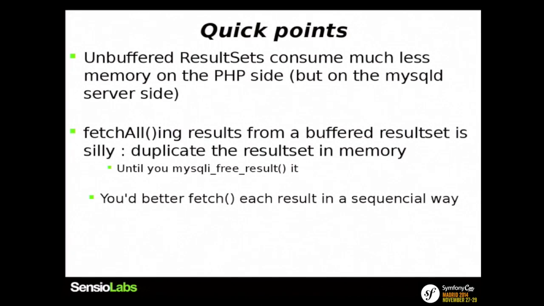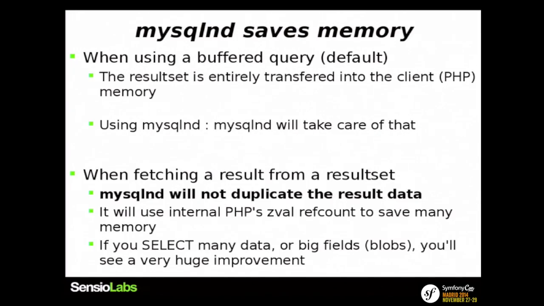But this is using libmysql. When you use mysqlnd, the trick is that whenever the result set comes to PHP and you start fetching it, mysqlnd will use pointers and will save lots of memory by not duplicating the result sets in the PHP memory. That's why you should like mysqlnd. If you have a small select, it's just okay. If you have a big select, for example selecting blob columns with lots of binary data, or a big result set, you will save lots of memory.